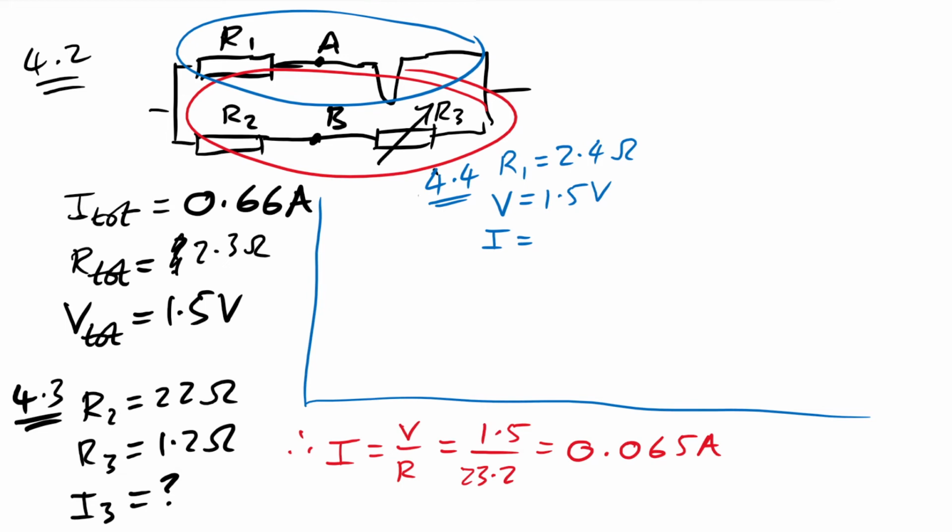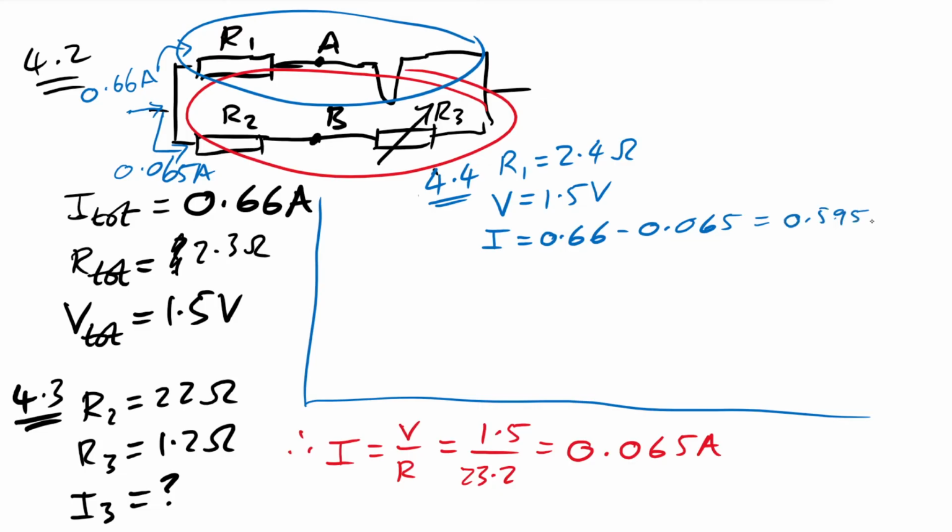Why? Because we know that going into here, there was 0.66 amps. That was our total current. But then going down here, we have a current of 0.065 amps. So therefore, going up here, we must have one take away the other. So 0.66 take away 0.065, and that gives us a current in the top branch of 0.595 amps.